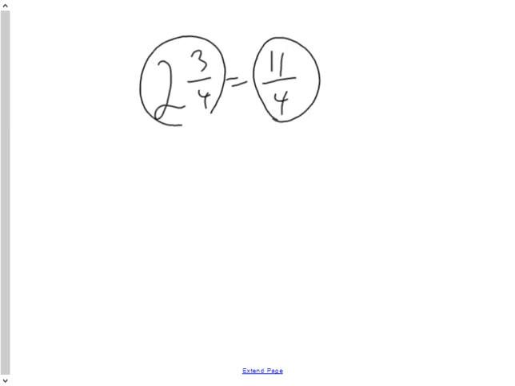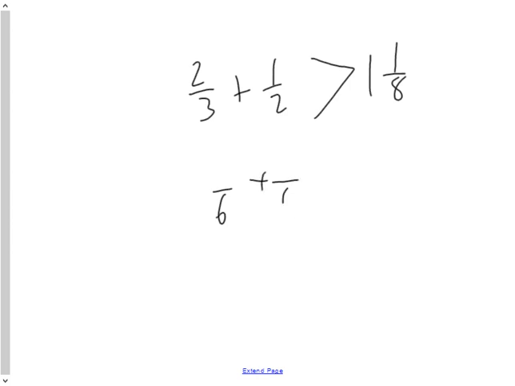Question 3 says 2 3/4 is the same thing as 11/4. I think everybody had this one right, if I'm right. This is a mixed fraction. This is your improper fraction. And the algorithm you use to get it is 4 times 2 is 8, plus 3 is 11, over your original denominator of 4. So 11/4 is the same thing as 2 3/4.